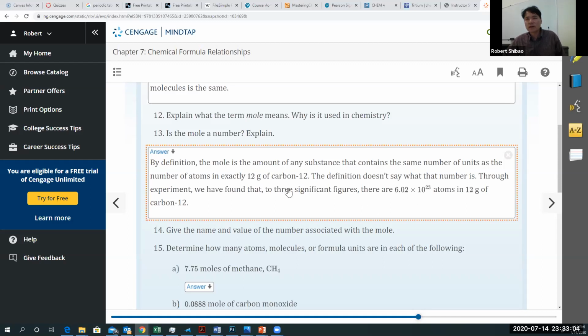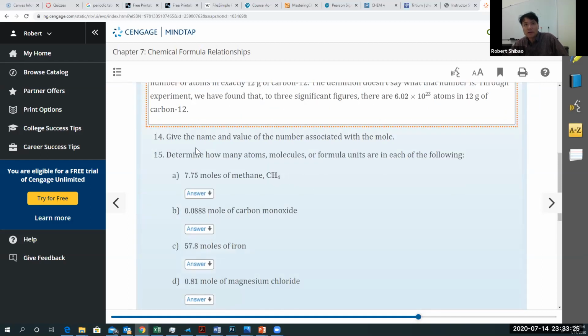It's Avogadro's number, but Avogadro didn't determine this number experimentally. Another person determined the number, I think, experimentally. And he's in your book. But we need it to 4 sig figs. To 4 sig figs is 6.022. Give the name and value of the number associated with mole: Avogadro's number, and the value is this.